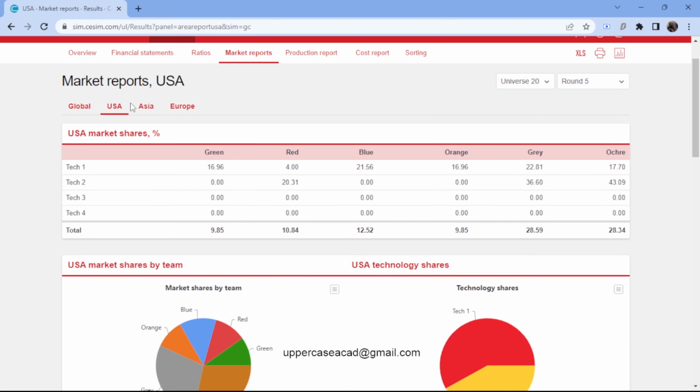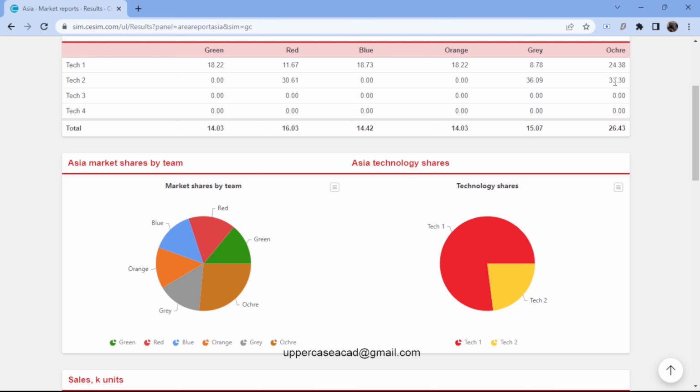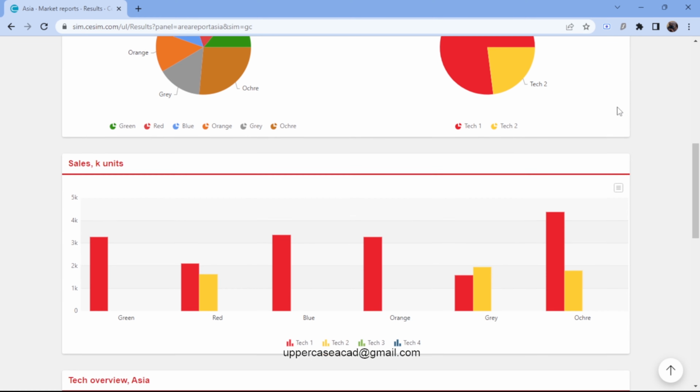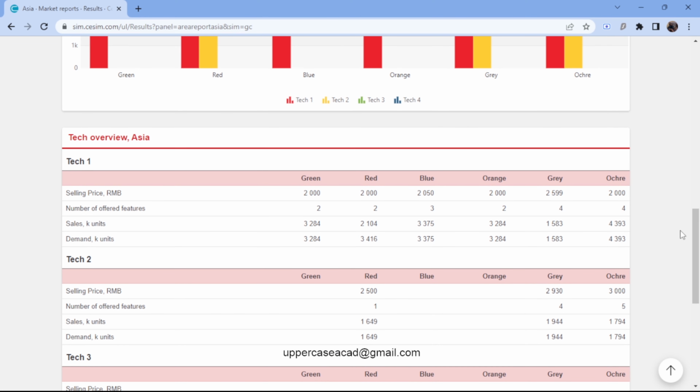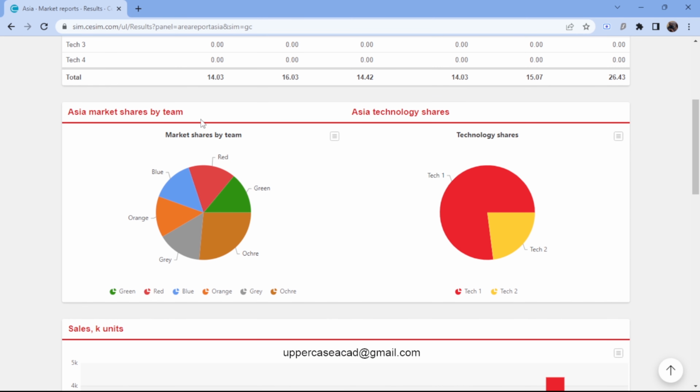So let's go on to Asia. In the Asia market, we had a total market share of 24.38 in Tech 1 and 33.30 in Tech 2. And we realized that here we priced our product at 2,000, which is in Asian currency, and we gave it four features. Then we sold 4,393 units. Then for Tech 2 here, we priced our product at 3,000, giving it five features, and we sold 1,794.